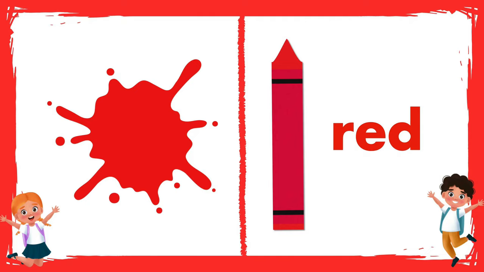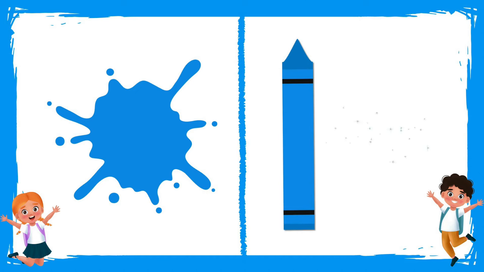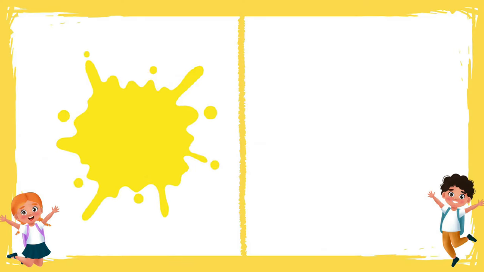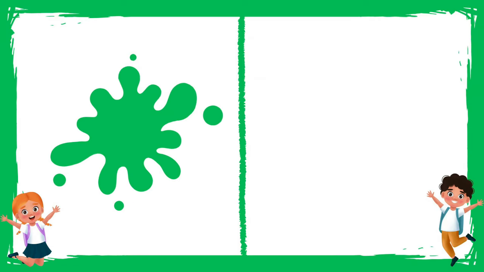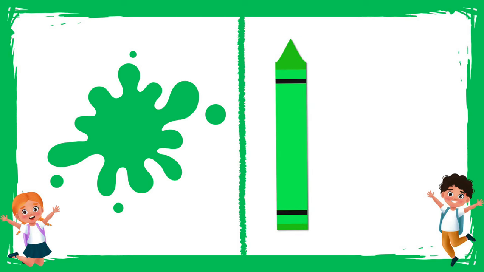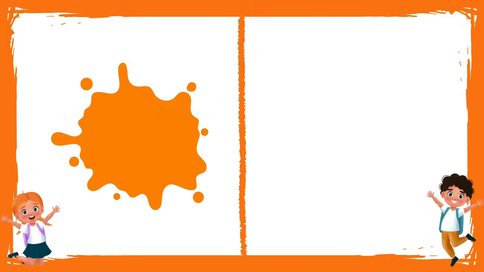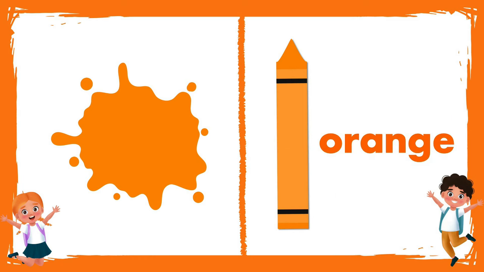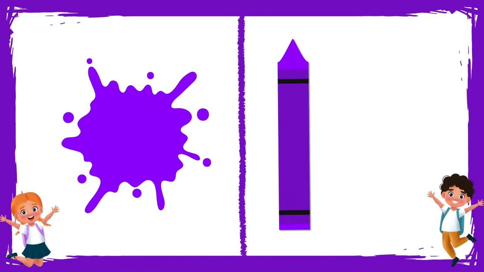Red. What color is this? This is blue. How about this? This is color yellow. What color is this, kids? This is color green. This is color orange.